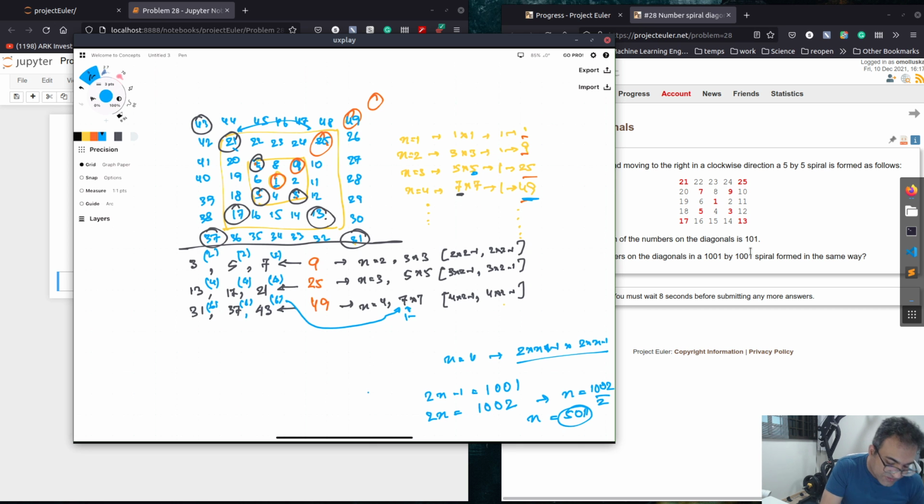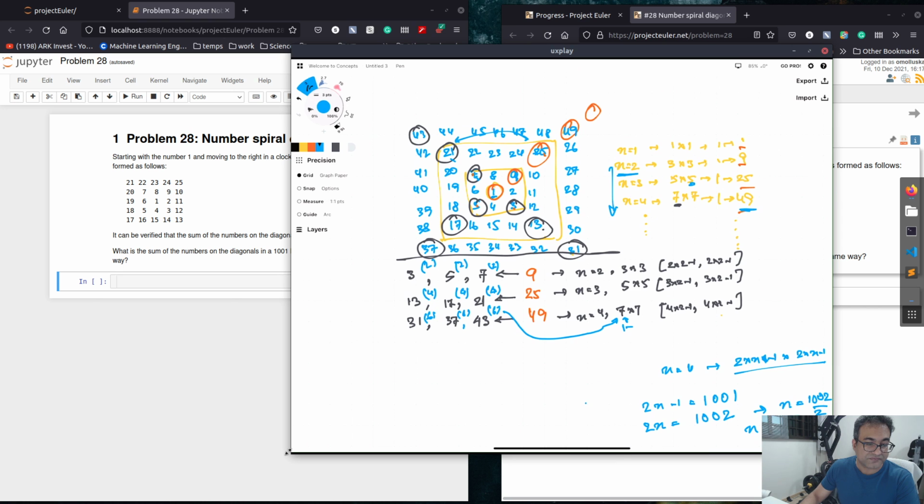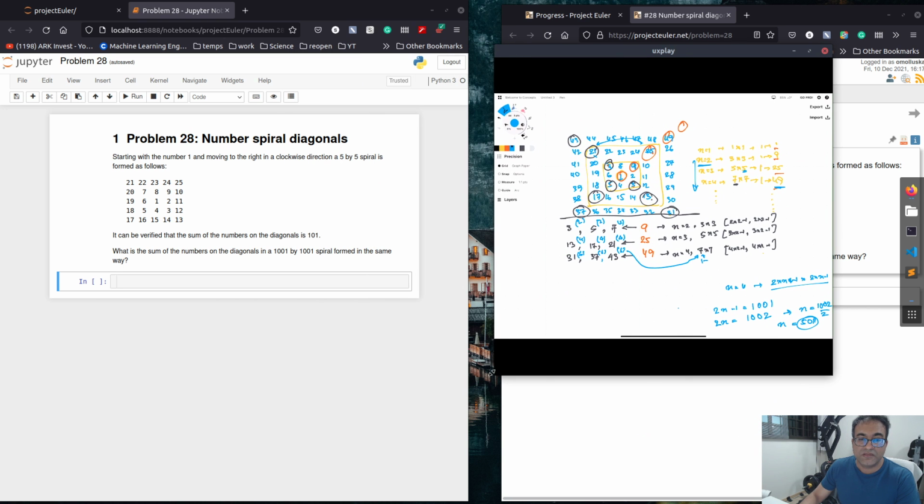Okay, we will start with n equals 2 and go all the way till n equals 501, and that should give us the solution. Okay, let's solve this problem. This should be relatively simple.